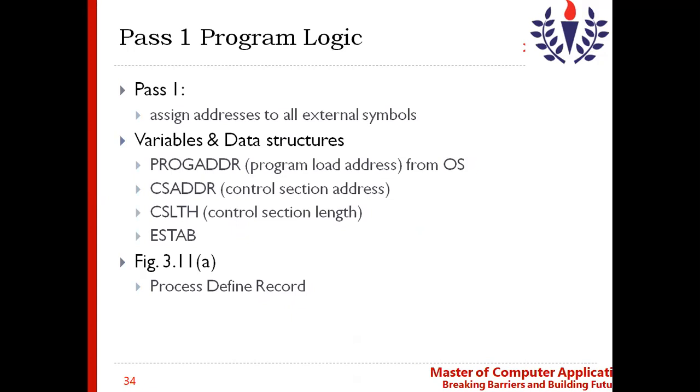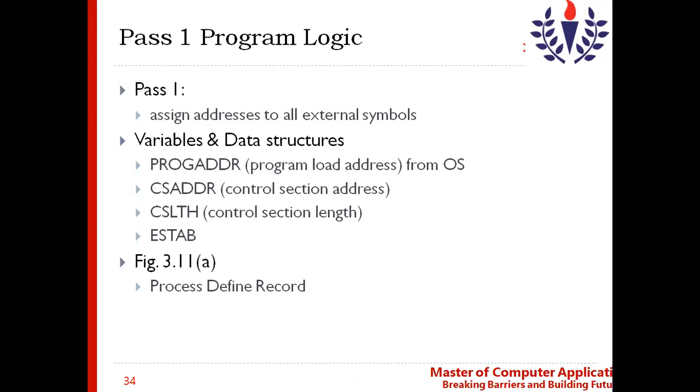So these are the variables which are used in pass 1 and pass 2. In pass 1, what is the logic behind the pass 1 algorithm? It is processing the define record. This is one of the important things which the loader does in the pass 1 algorithm: it has to process the define record. So what is a define record? It is nothing but the symbols which are defined in the control section.